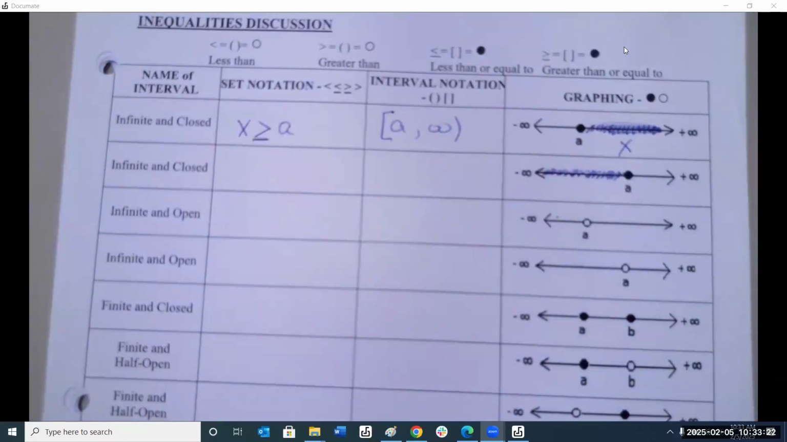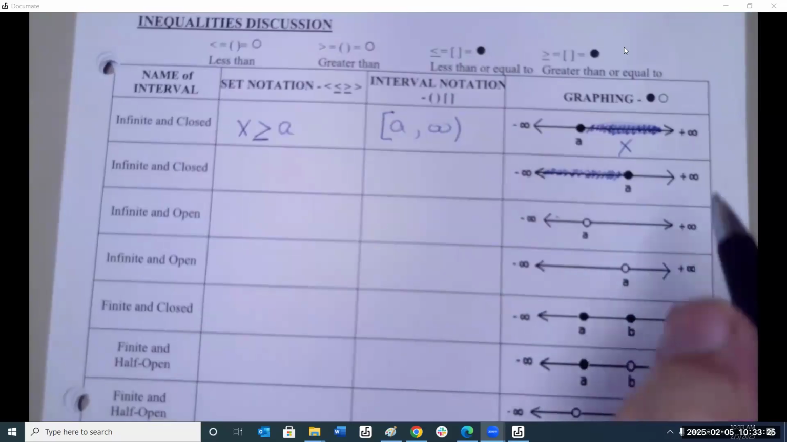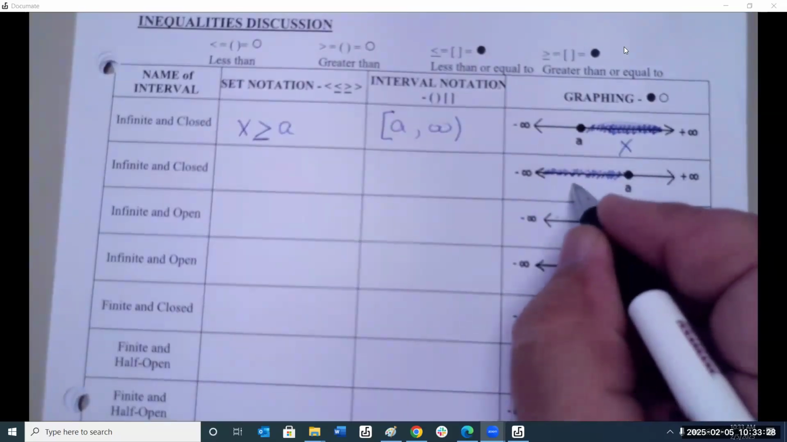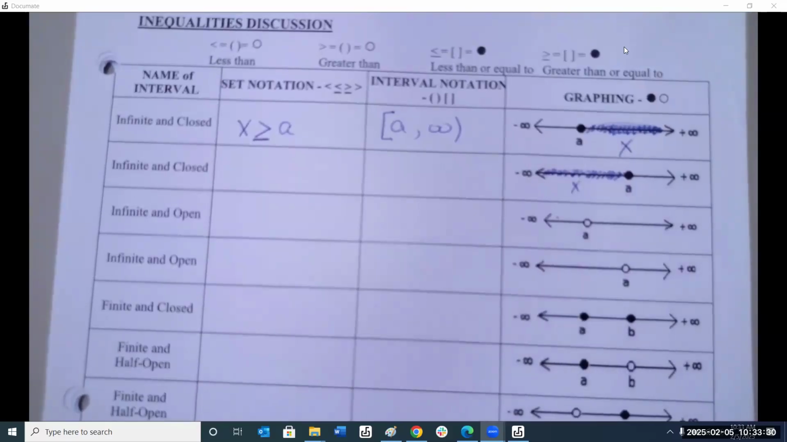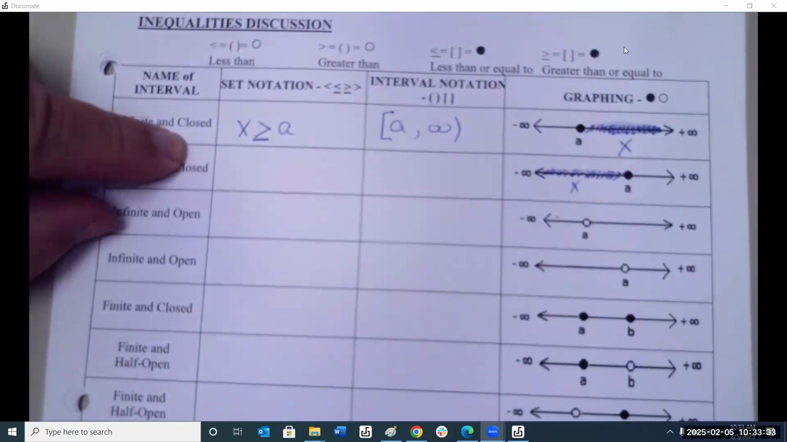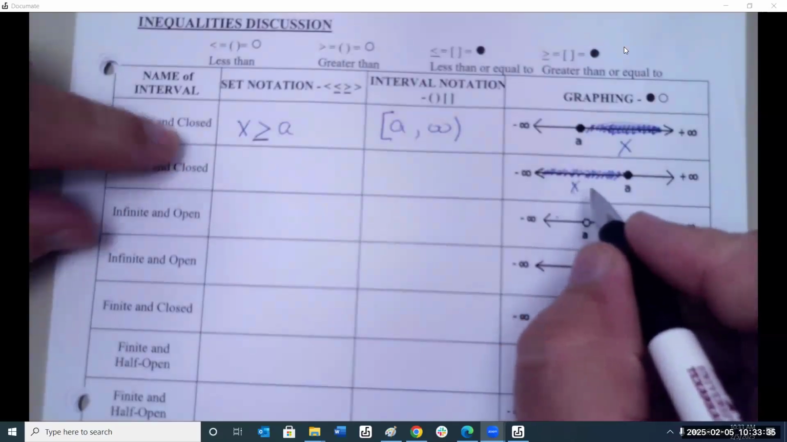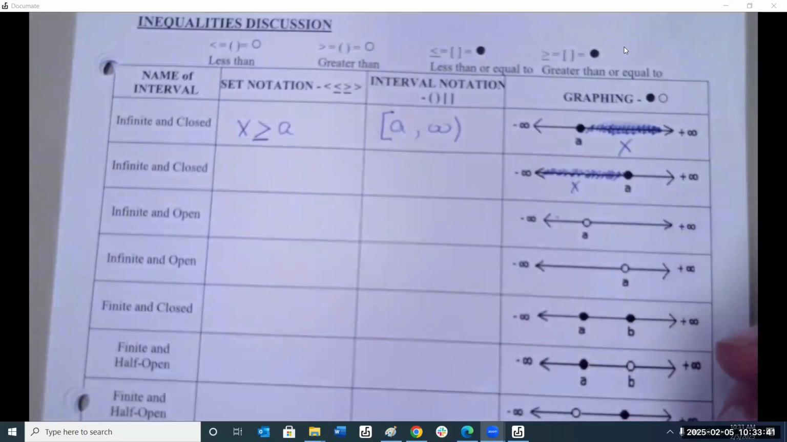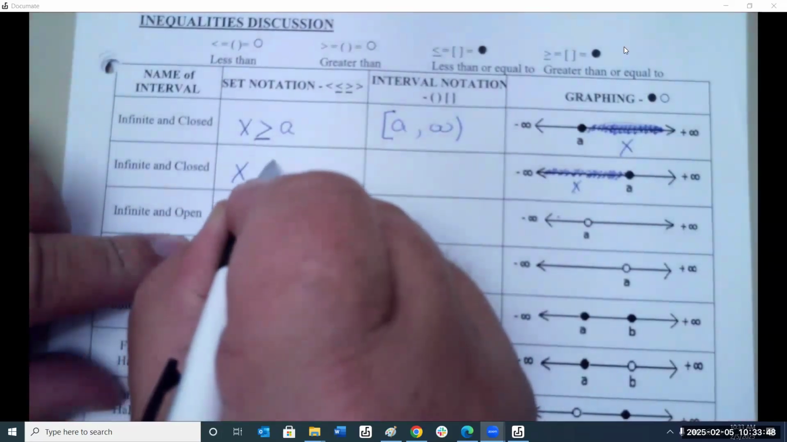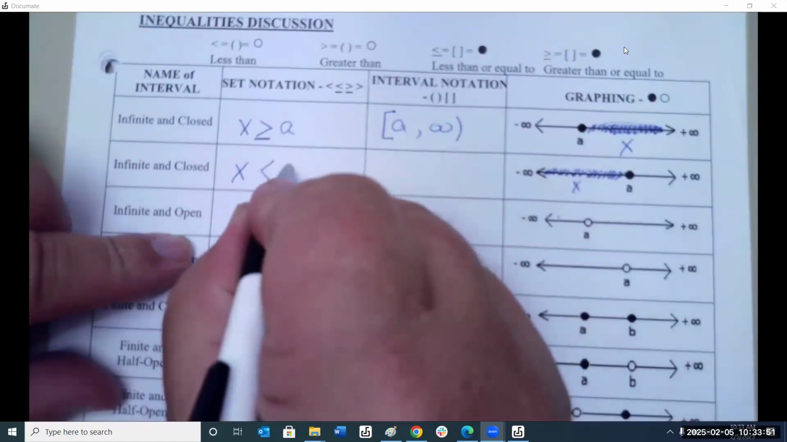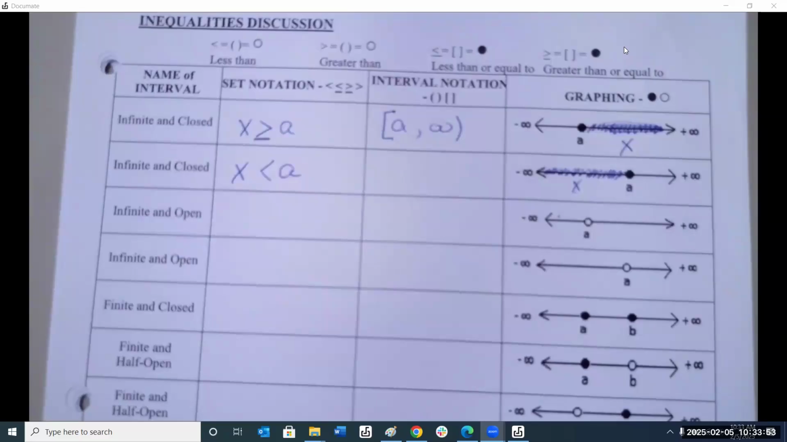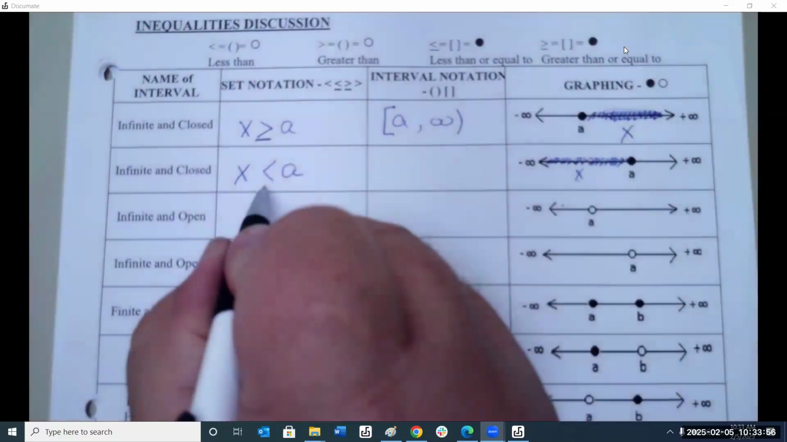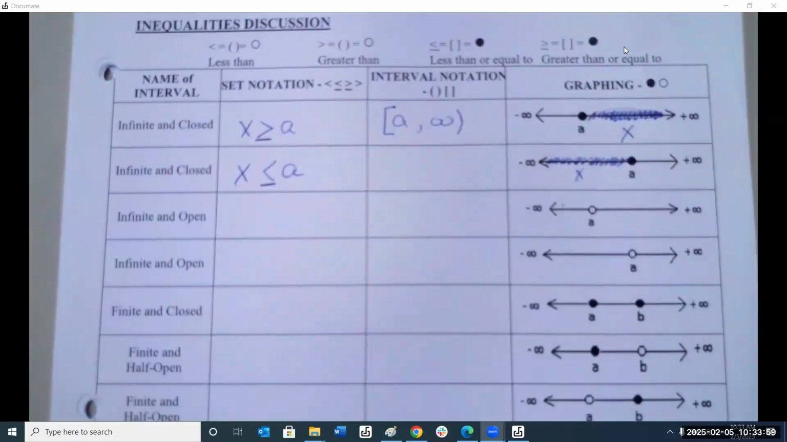Now we have this one. The shaded region is to the left of A. Remember, these are my X's. So my set notation, if a number's to the left, is it less than or greater than? Less than, because the smaller numbers go to the left, bigger numbers go to the right. So X, since it's to the left, is less than A. Since A is a solid dot, it's less than or equal to.